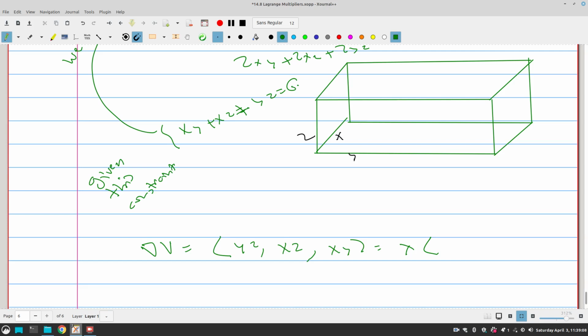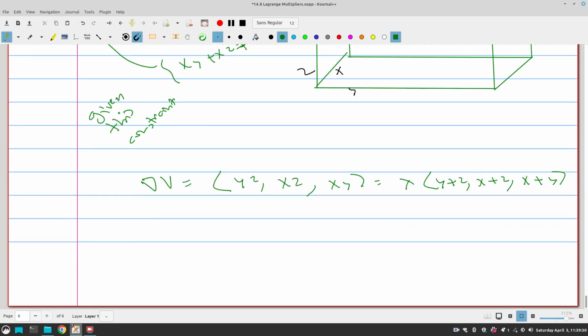So y plus z, x plus y, or x plus z, and then you have x plus y. Cool. So our Lagrange multiplier equations are yz equals lambda y plus z, xz equals lambda x plus z, and xy equals lambda x plus y.